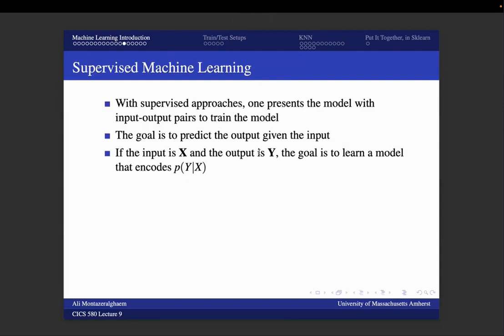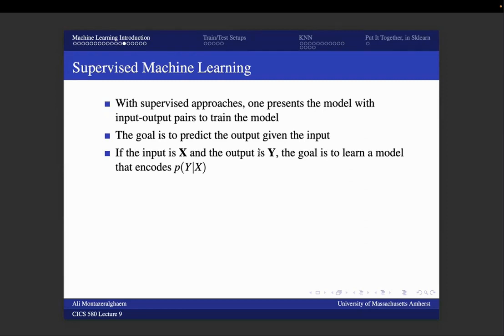So let's see an example definition for supervised learning. In supervised learning, as an input of the machine learning system, we get input-output pairs, which means that we get X as an input and the output is Y. So the goal is to predict the output given the input X. If we already know that the input is X and we also get the output Y, the goal is to learn a probability distribution over the possible outputs given this X.